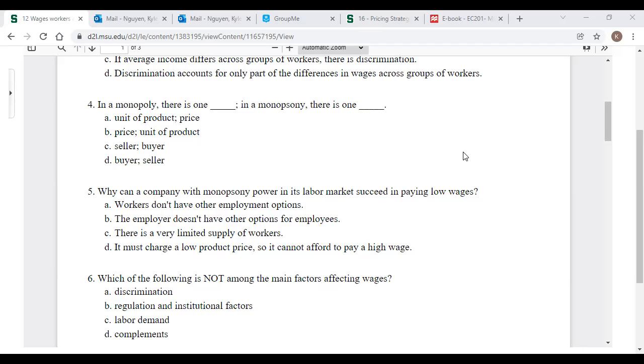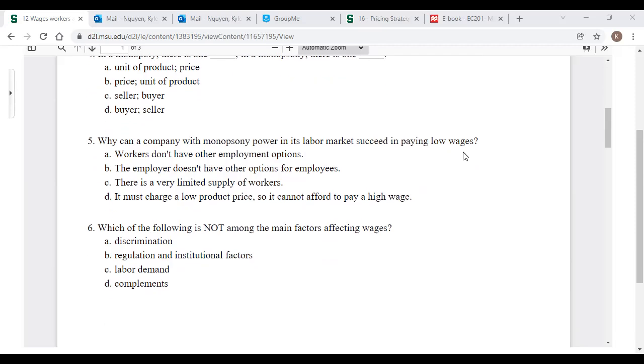Okay. 6. Which of the following is not among the main factors affecting wages? Well, we already talked about discrimination. We talked about how it does affect wages. It just isn't the entire reason wages are different. There's a lot of other factors, such as regulation and institutional factors.